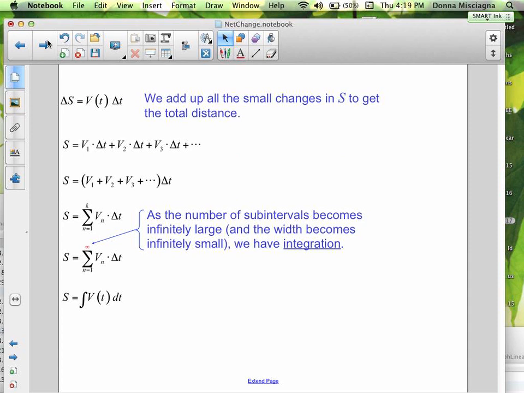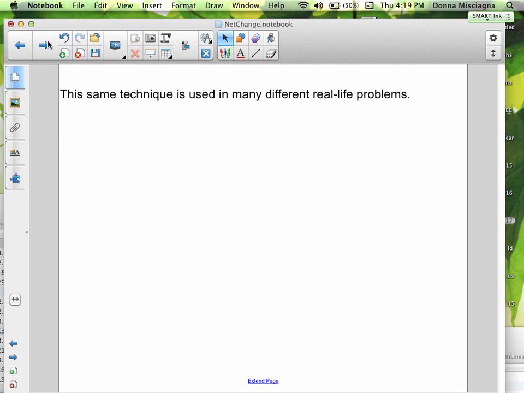When I have an equation, though, according to the fundamental theorem of calculus, we can integrate and evaluate, and we're going to get that area under the curve. And it's the same as the limit of our Riemann sums. All right, so this same technique is used in many different real-life problems.